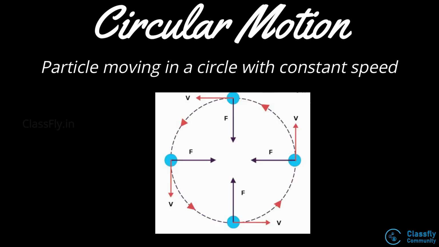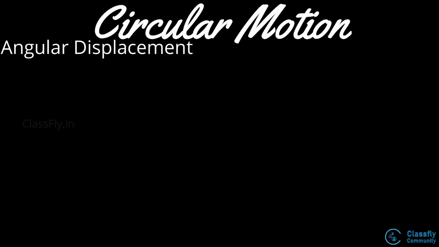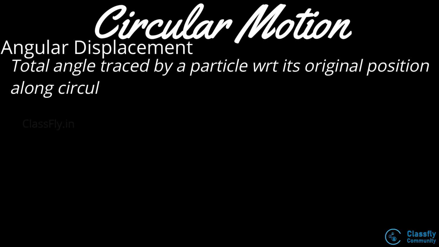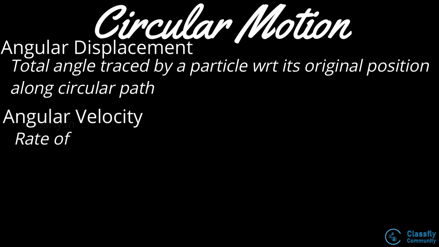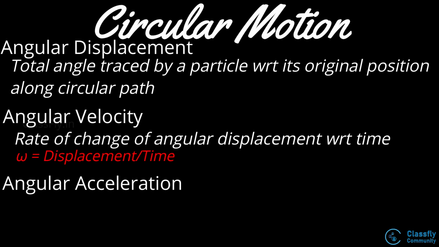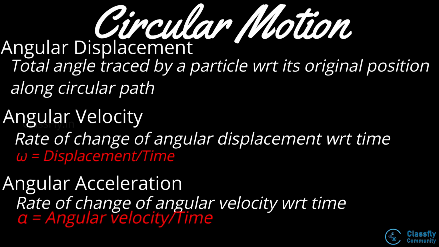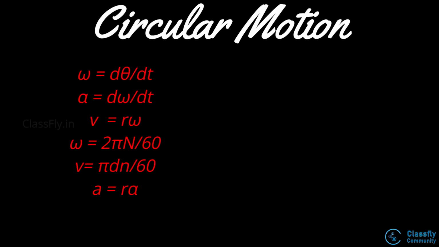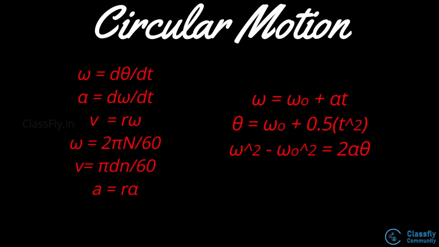We then move on to the curvilinear motion of the particles. Well, a particle which moves in a circle with constant speed is said to possess uniform circular motion. Then we studied some of the definitions, that is angular displacement, which is the total angle traced by the particle with respect to its original position along its circular path; angular velocity, which is the rate of change of angular displacement with respect to time; and then angular acceleration, which is the rate of change of angular velocity with respect to time.